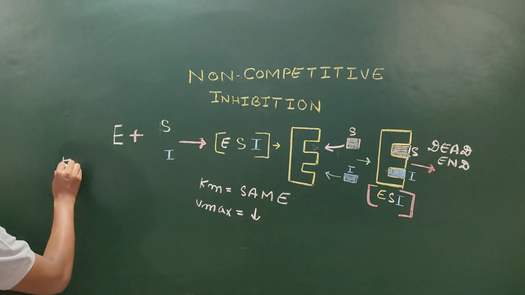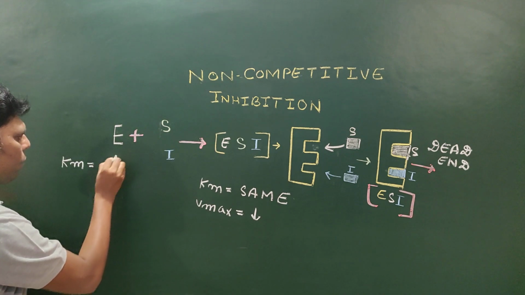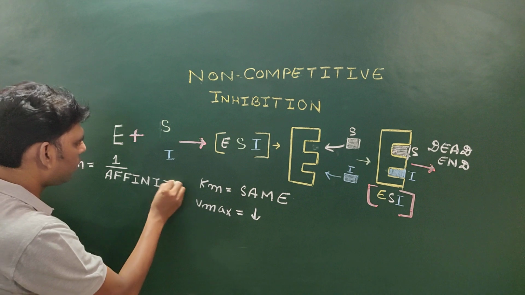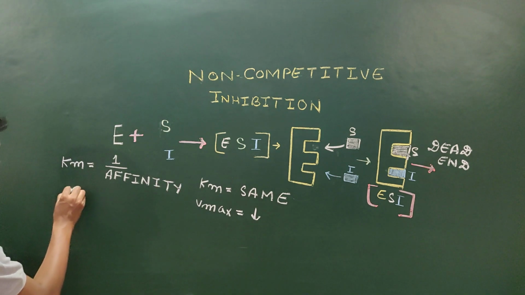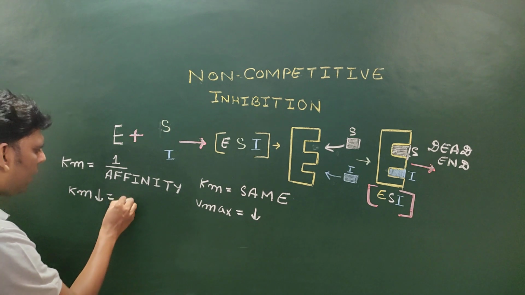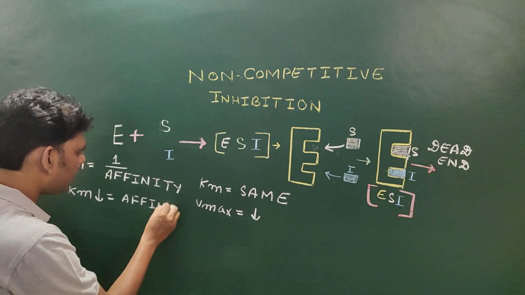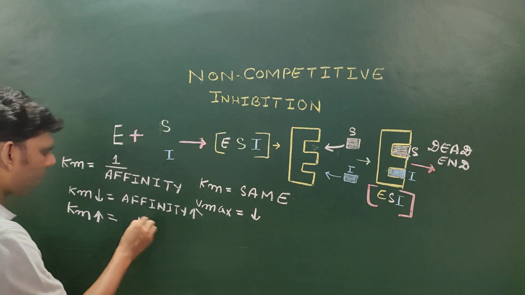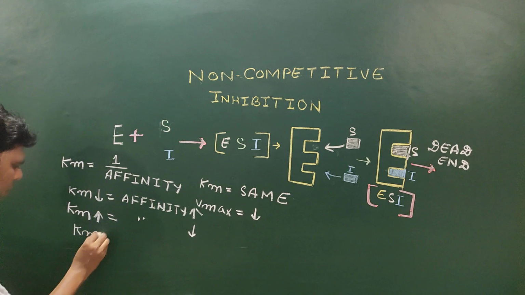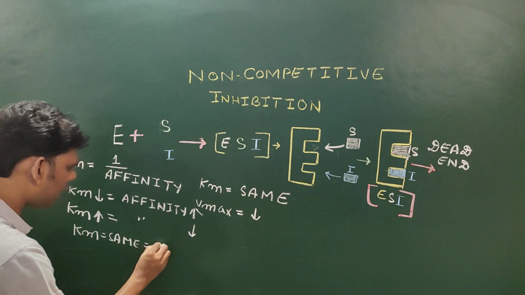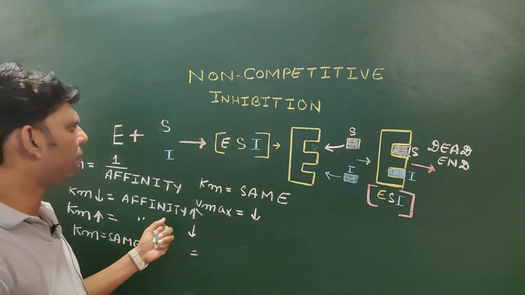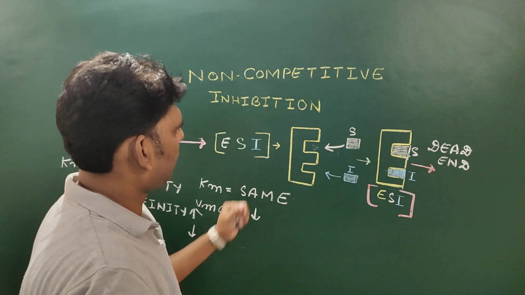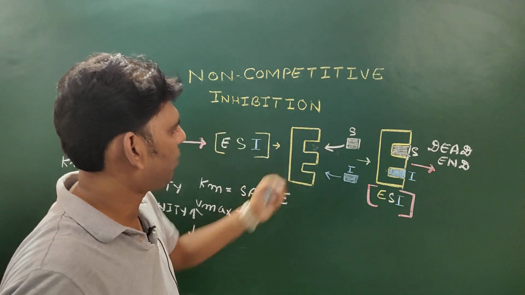As I told you, Km is inversely proportional to affinity. It means if Km decreases, affinity increases, and if Km increases, affinity decreases, and if Km remains the same, it means there is no change of affinity of enzyme with the substrate. So here, due to the different binding site, the binding of inhibitor does not affect the binding of substrate, and binding of substrate does not affect the binding of inhibitor.